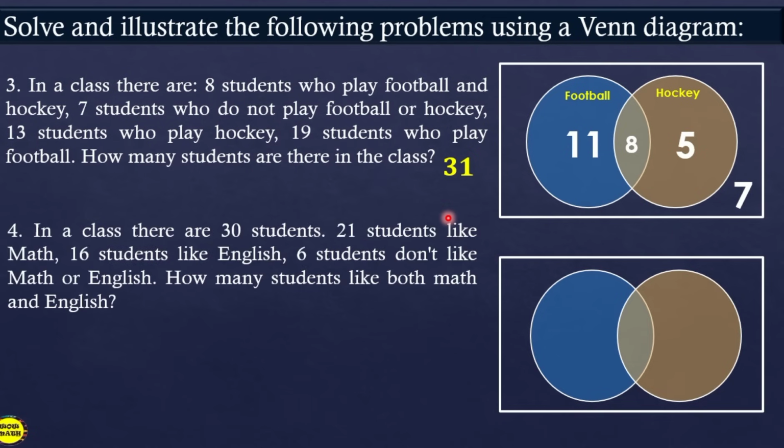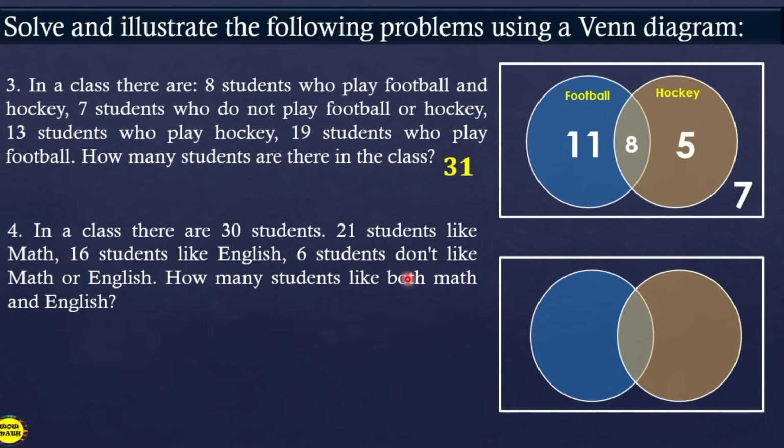Next. In a class, there are 30 students. 21 students like math. 16 students like English. And 6 students don't like math or English. How many students like both math and English? So, paano ang gagawin? Kasi palagi kong sinasabi, ang una nating ilalagay is the intersection. Okay? Now, paano mo ilalagay yung intersection? Yun yung tinatanong. So, paano natin siya gagawin? So, maglagay lang muna tayo ng markings, okay?